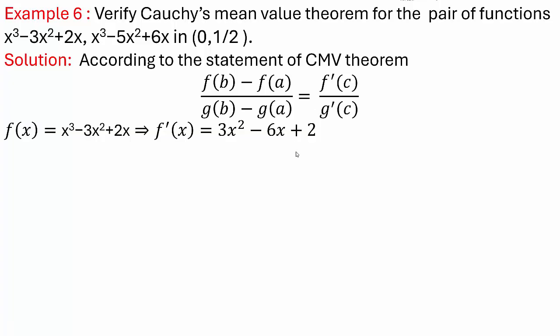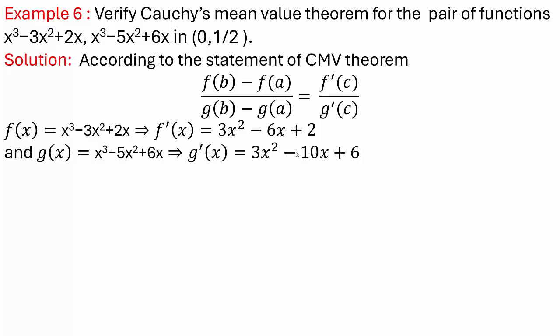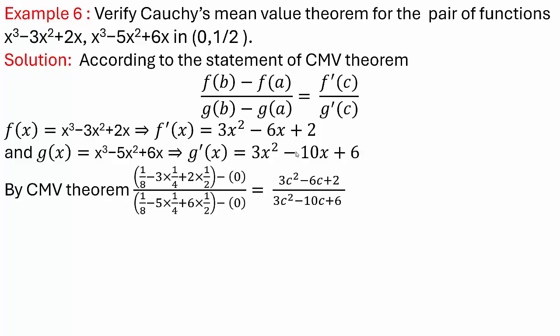f(x) equal to x cube minus 3x square plus 2x. This implies that f dash x equal to 3x square minus 6x plus 2. g(x) equal to x cube minus 5x square plus 6x. Differentiating this, g dash x equal to 3x square minus 10x plus 6.